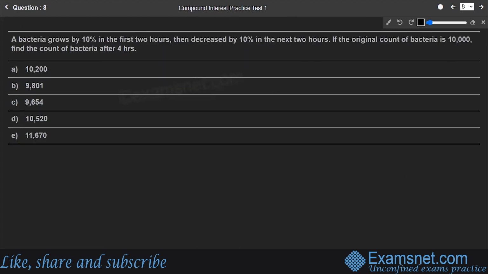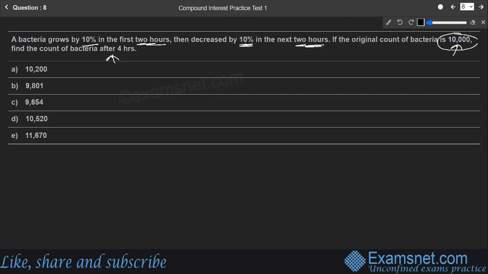Now, a bacteria grows by 10% in the first 2 hours, then decreases by 10% in the next 2 hours. If the original count of bacteria is 10,000, find the count of bacteria after 4 hours. So this can be treated as a compound interest question only, in which some value, which is 10,000, is growing successively in every hour at a different rate.